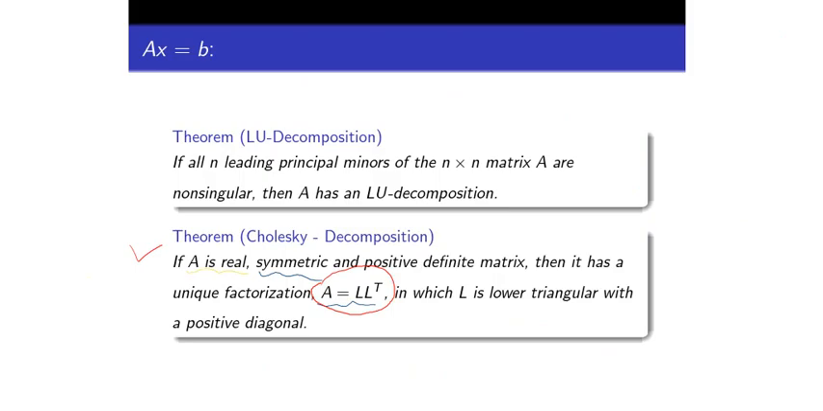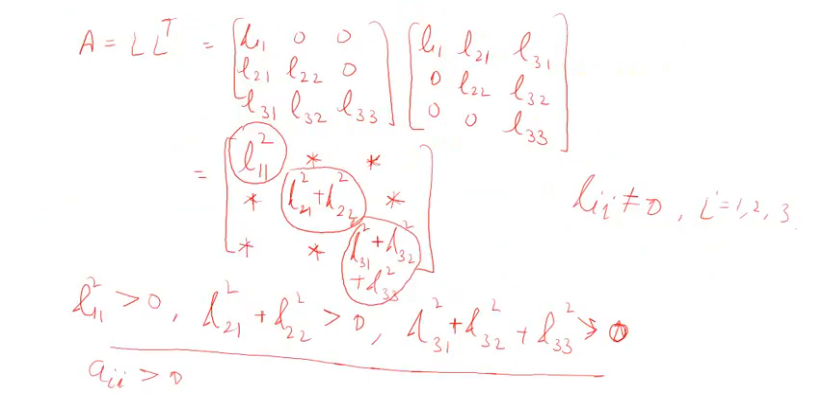So what is important to note here is that A is real, symmetric and positive definite. So why am I considering a non-singular matrix here? Because of the definition of positive definite. So when will you say a matrix is positive definite? Okay, so let me add that here.